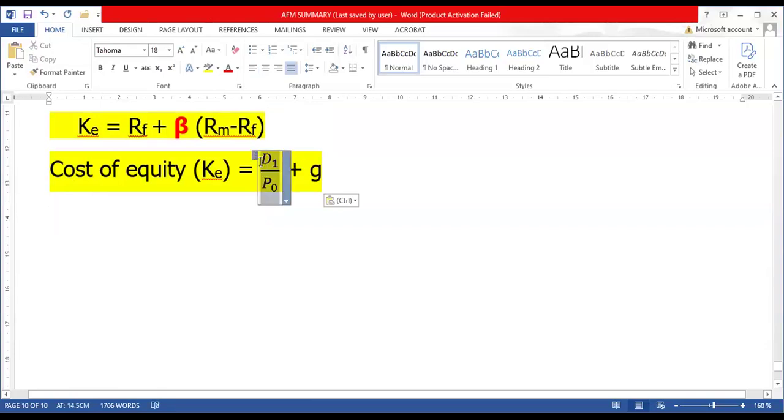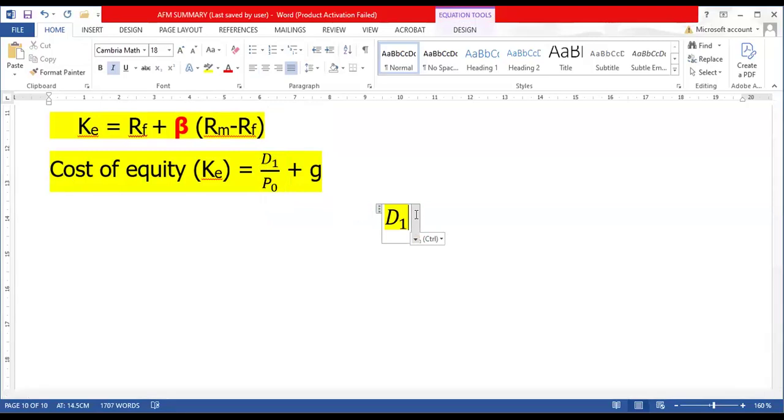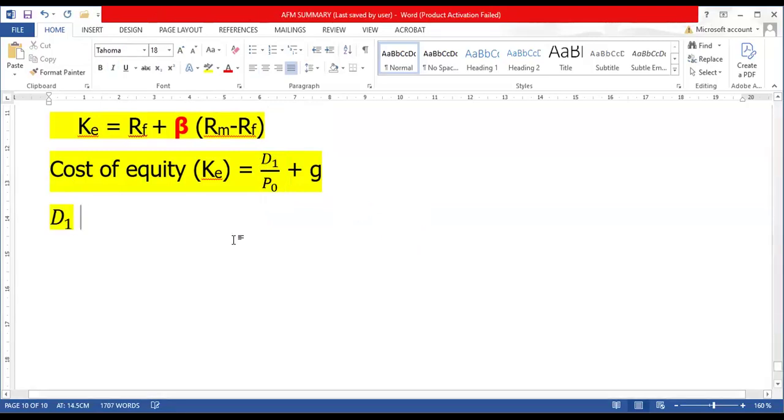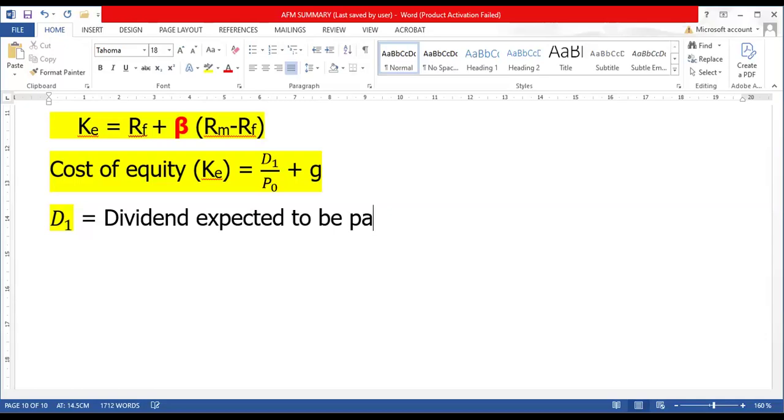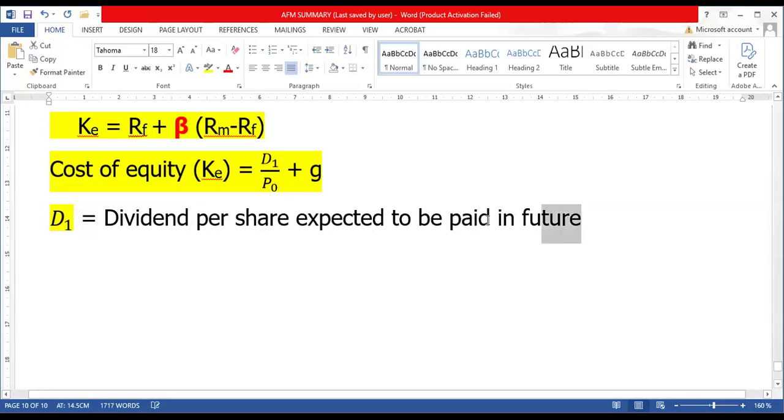What is D1? First of all, what is D1? That is the dividend that is expected to be paid. This is the dividend per share expected to be paid in future.